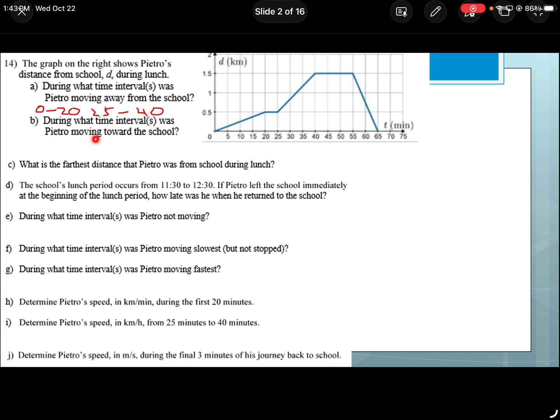During what time interval was Pietro moving towards school? As I just said, that's this part right here, so it's 55 to 65, and that's what you would say. 55 to 65.